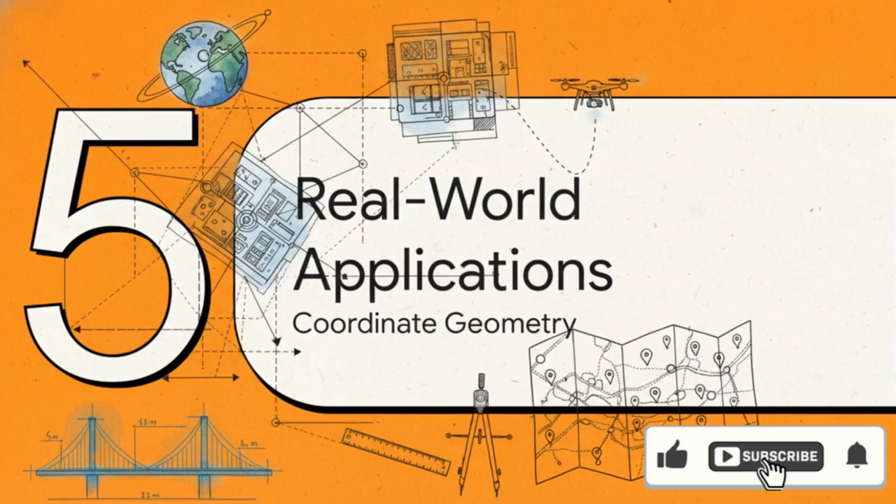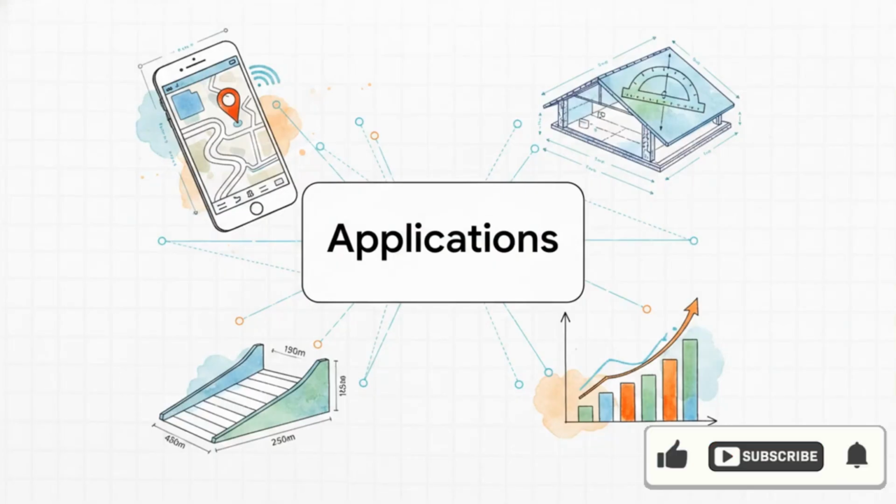Which brings us to our final stop, section 5, real-world coordinate geometry. Now for the absolute best part. Let's zoom out and look at the real-world magic this math makes possible every single day. You might not realize it, but you are interacting with Cartesian planes and gradients constantly. Navigation apps use exact x and y coordinates to pinpoint your location on Earth. Architects use this grid and calculate gradients to design precise blueprints and safe roof slopes. Economists use straight lines to map out profit trends.